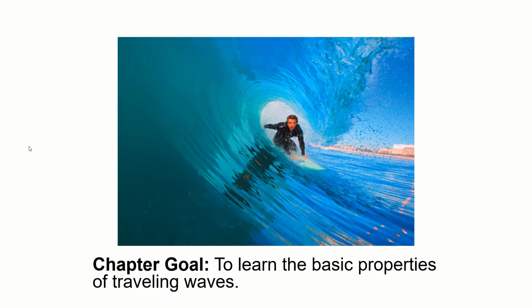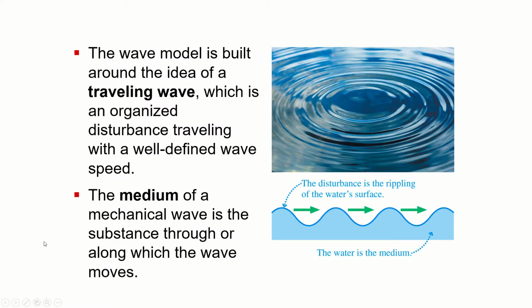The goal in the first chapter is to learn the basic properties of waves and how to describe them. And then in a second chapter on waves, we'll look at effects like interference and things of that nature. So we have to start with what is a wave, right? Our general definition of a wave is some sort of disturbance traveling through a medium.